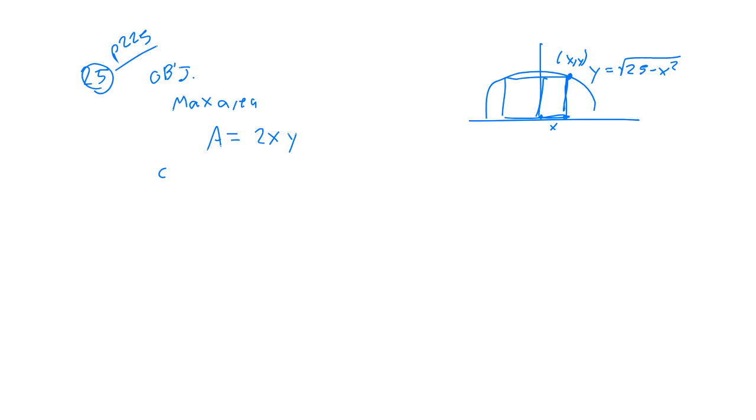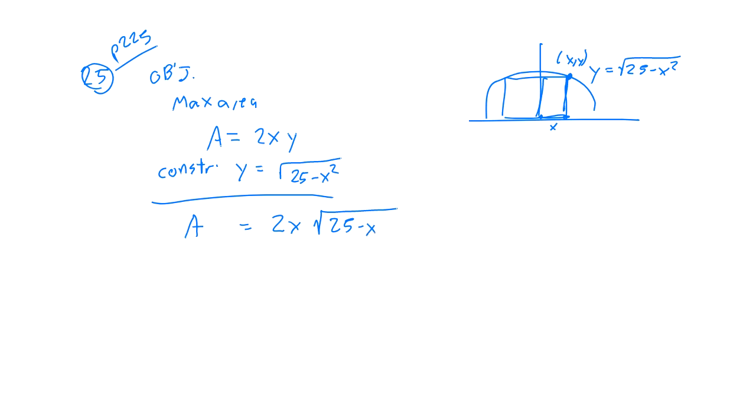And the constraint for this problem is going to be that this corner has to lie on the semicircle. So the constraint is that y is the square root of 25 minus x squared. And then after we've written down the objective function and the constraint, then we substitute the constraint into the objective function. So I'm going to replace the y with the square root. So I get 2x times the square root of 25 minus x squared.